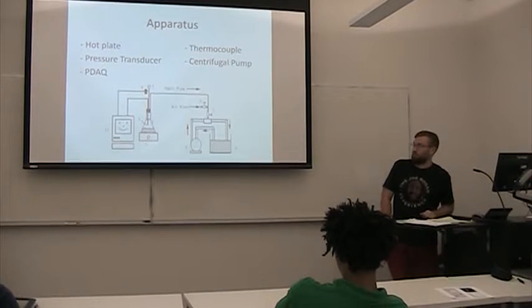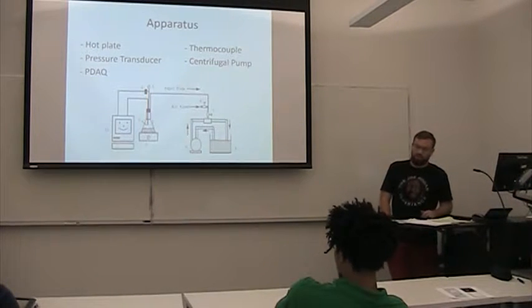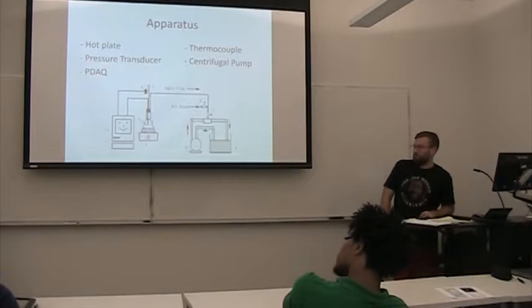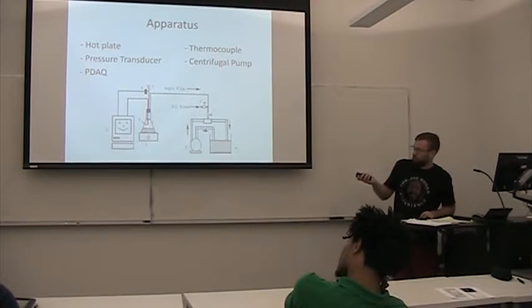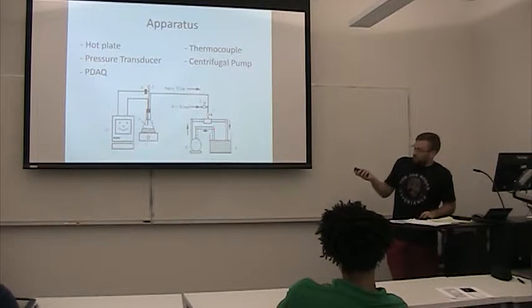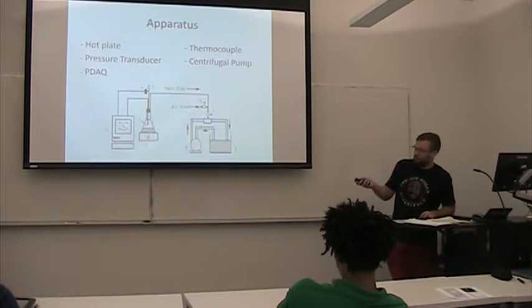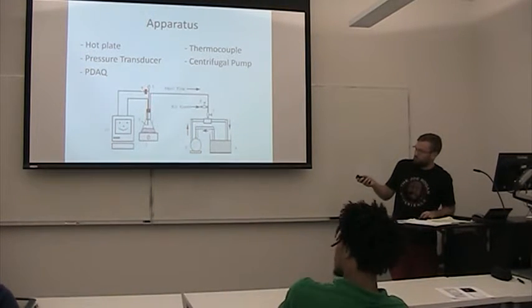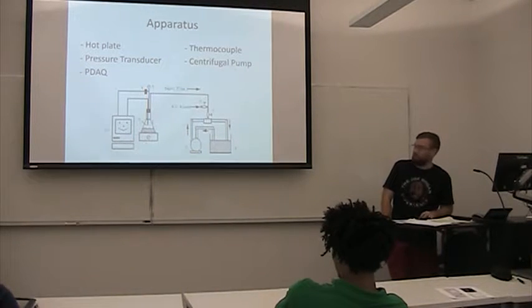The apparatus that we're going to be using this week: hot plate, pressure transducer, thermocouple, PDAC, and a centrifugal pump. It's a basic outline of the experiment itself. You can see the hot plate, boiling water. There are rubber stops on top of the flask. Goes over to an air bleed valve and another control valve. You got your centrifugal pump and your PDAC. And I believe number 4, if I remember correctly, is the pressure transducer.